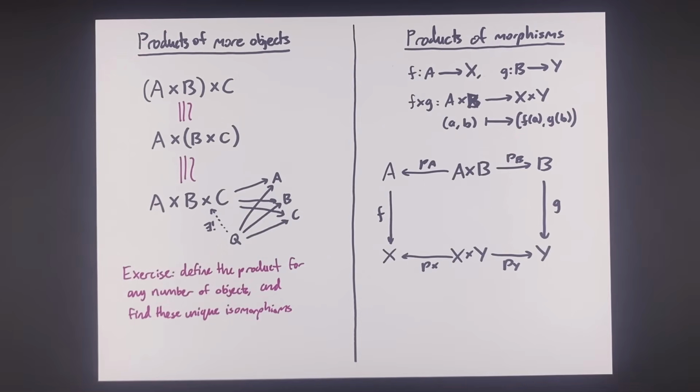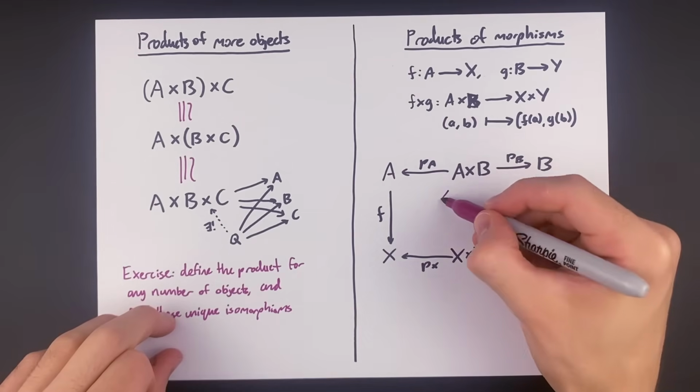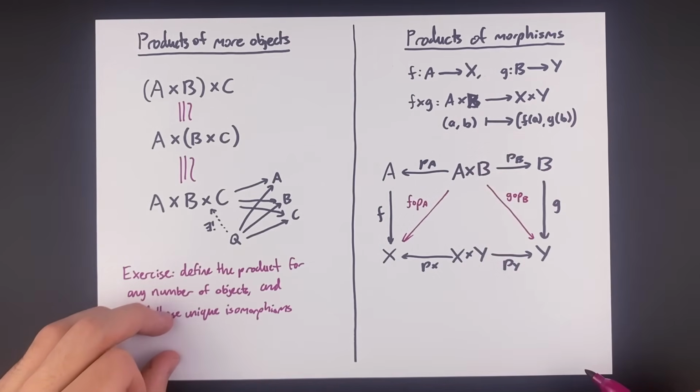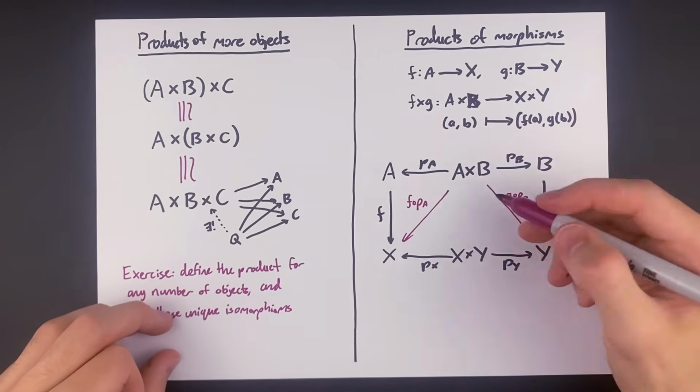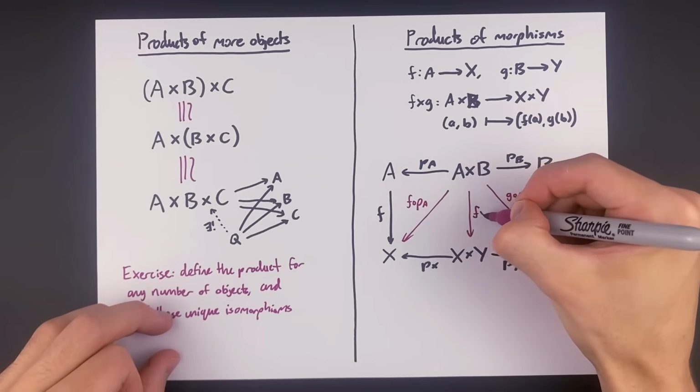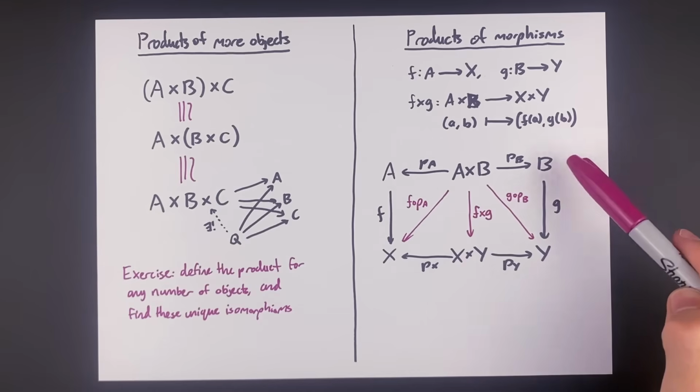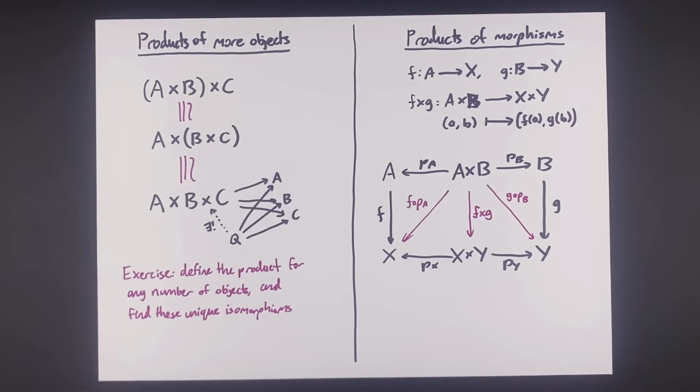If we compose the projection maps on A cross B with the functions f and g, we get morphisms from A cross B to each of X and Y. So the definition of the product kicks in and gives us a unique morphism from A cross B to X cross Y, making this diagram commute. This morphism is exactly the product of f and g, like we expected.